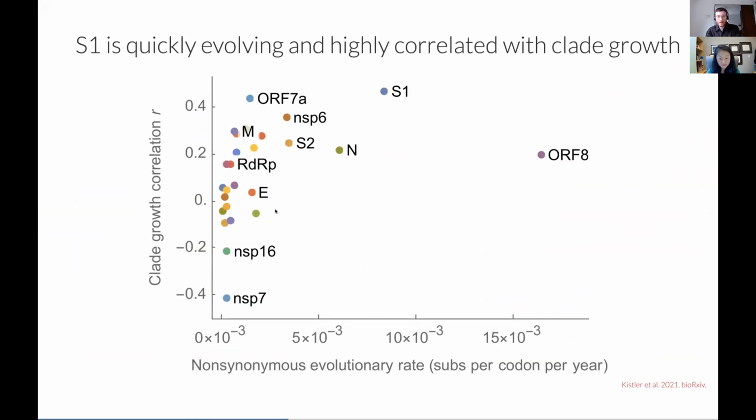And we can compare S1 to other regions of the genome, where just in terms of this correlation, S1 is the strongest. There's a couple other regions that come up decently strongly, like ORF7A and ORF6. S1 has the highest combination of clade growth and evolutionary rate. ORF8 is pretty interesting in that it tends to get knocked out a bunch. There's a lot of evolution here, but the actual correlation with evolutionary success is a bit less intense.